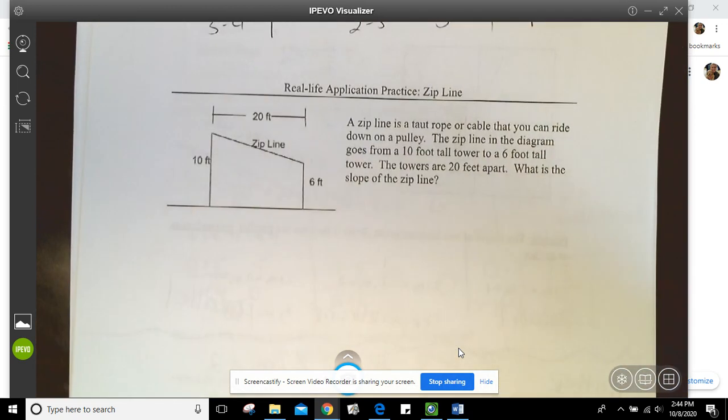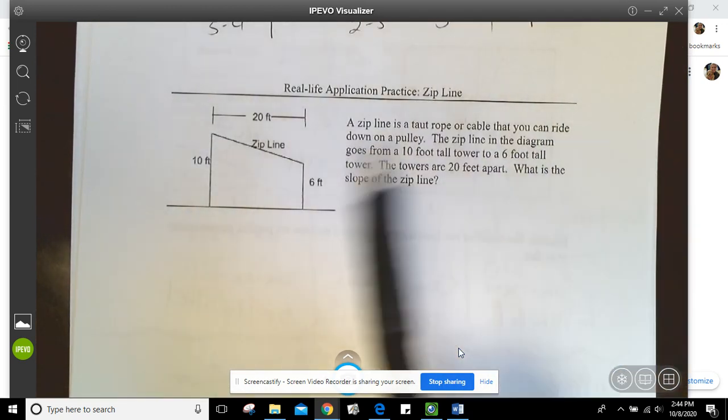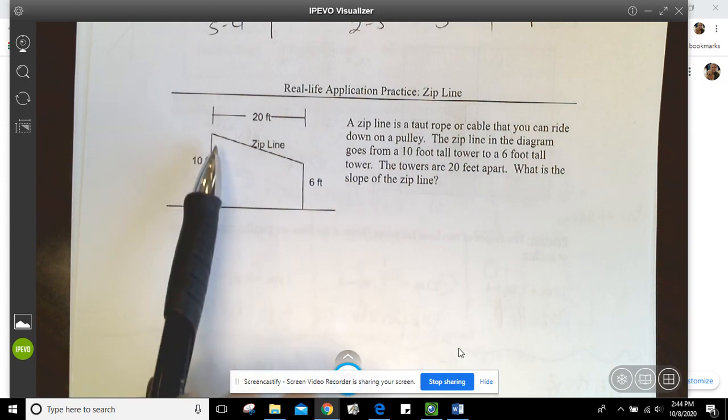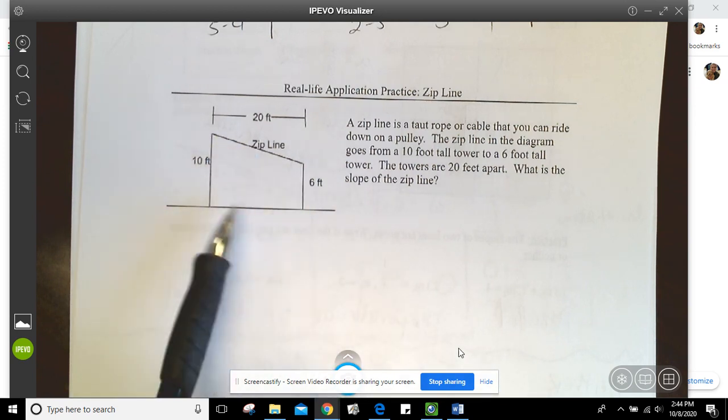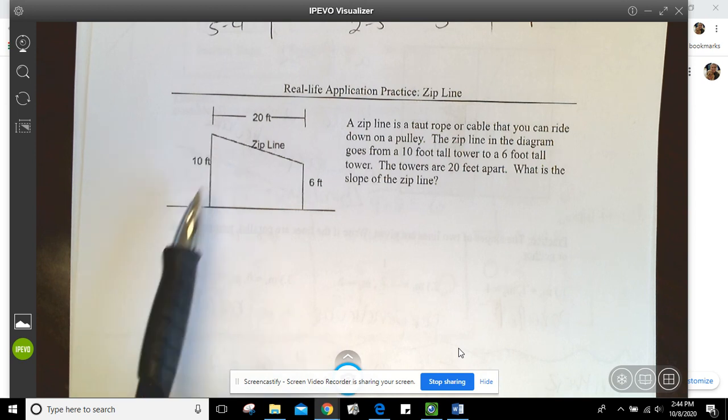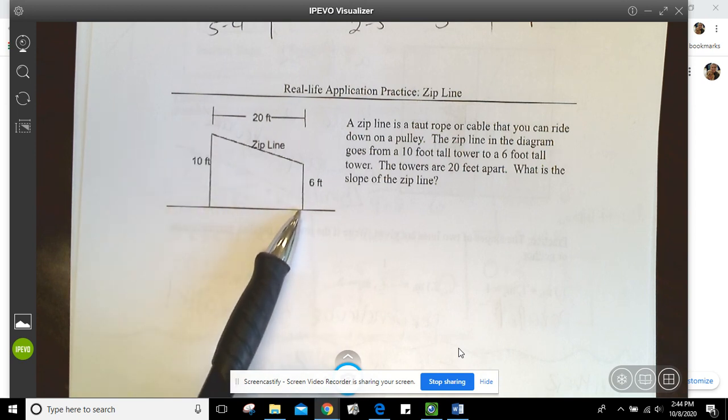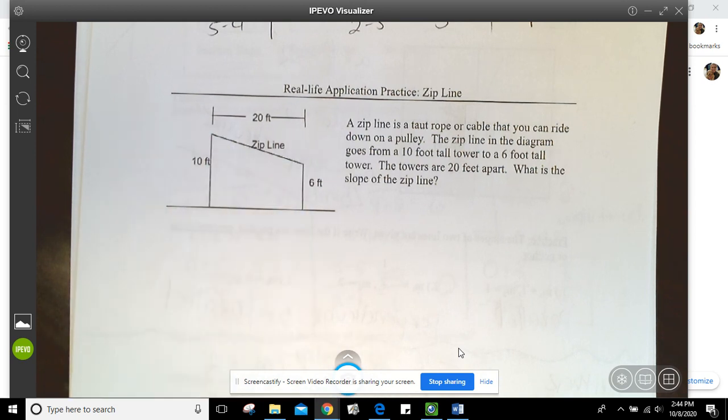And then down here is just a little slope application problem. It tells you that you have a zip line and it is on a 10-foot tower and then it hits a 6-foot wall. They want to know what the slope of this zip line is. So this has nothing to do with parallel or perpendicular right now. It just has to do with slope. So remember, slope is rise over run, meaning it's how far you go up or down over how far you're running side to side.